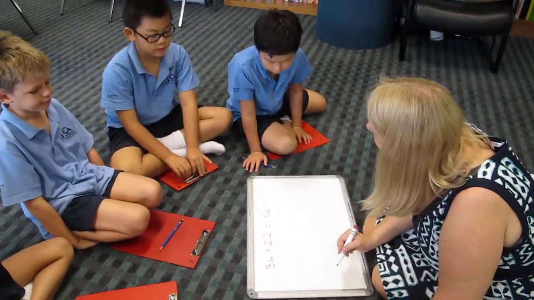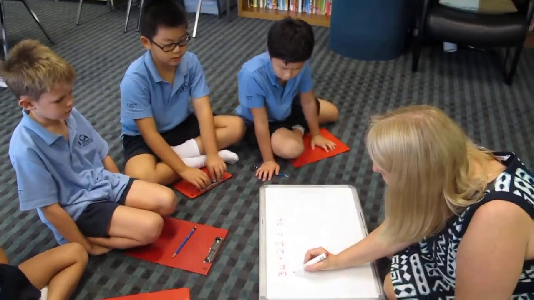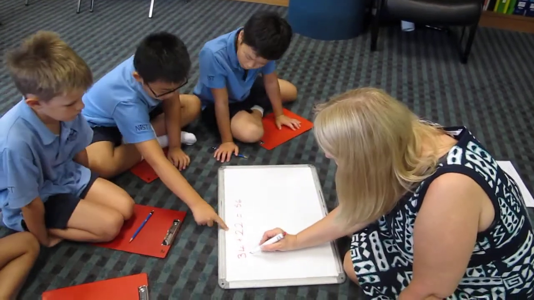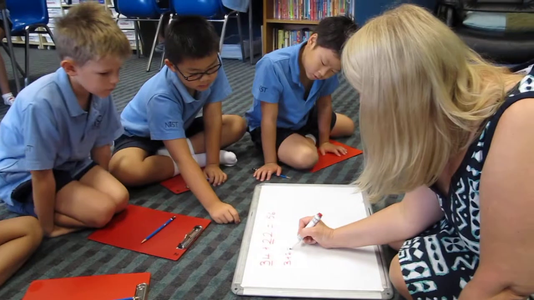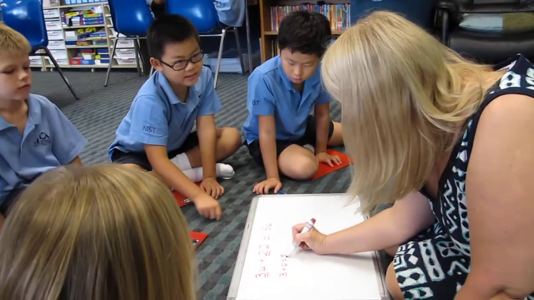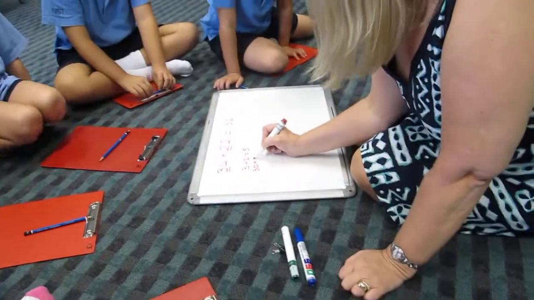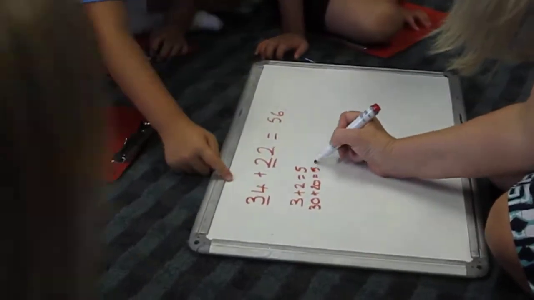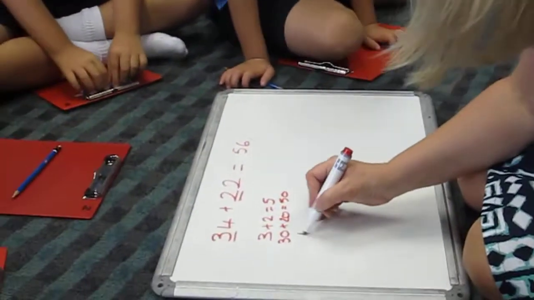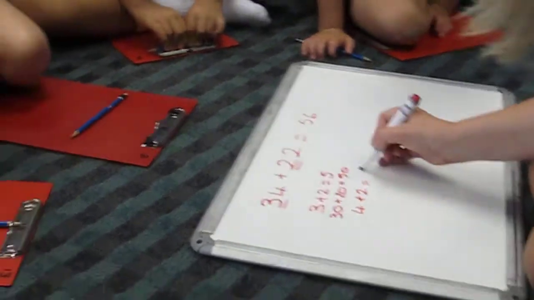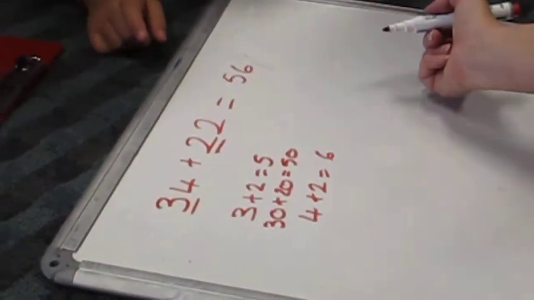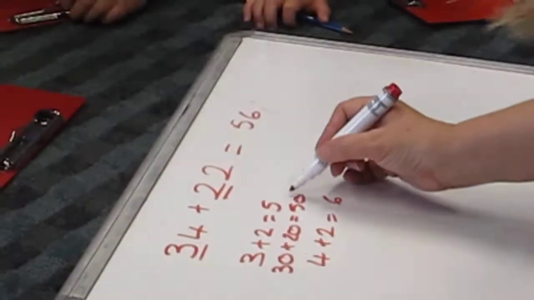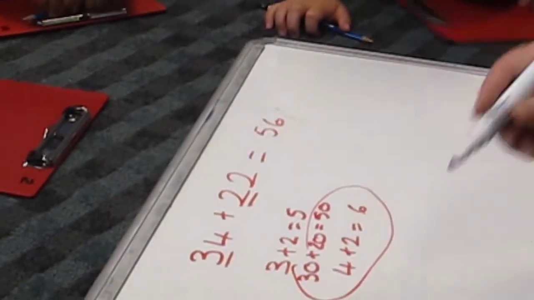Can you speak a bit louder and slower? 3 plus 2 equals 5. Okay, so you added the tens. I mean 30 plus 20. Okay, so 30 plus 20 is 50. And then you did the units, 4 plus 2 is 6. And then 50 plus 6. Then you added the 50 plus 6 to get 56.